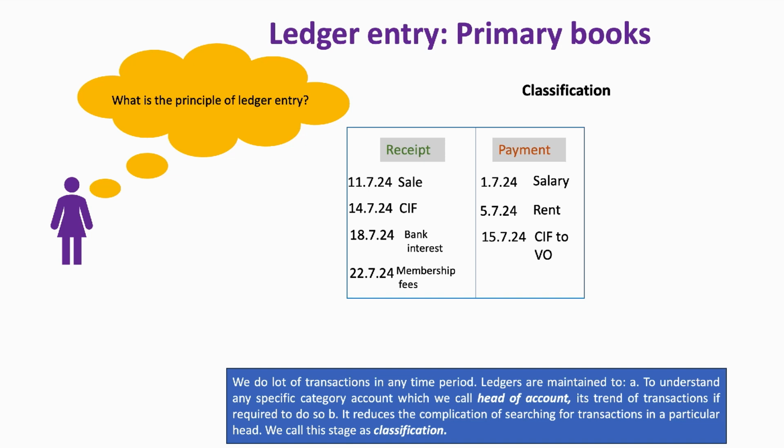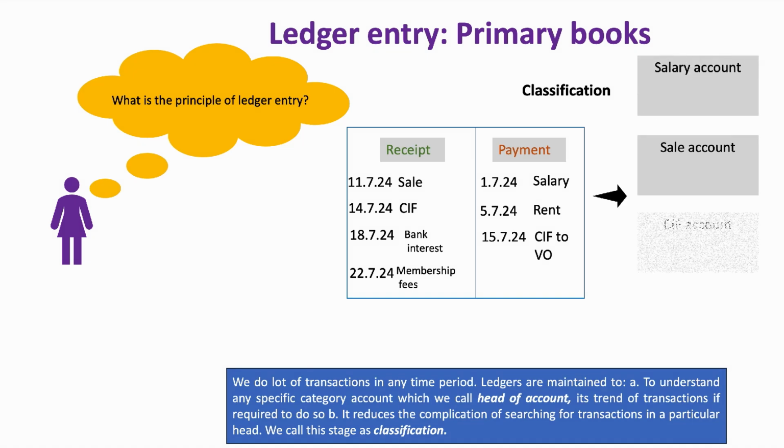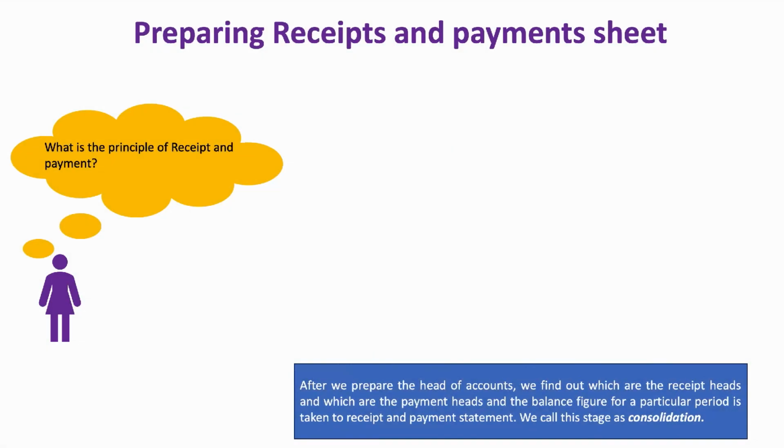As you can see from the classification, there are receipts from sales of items, from CIF received from the SRLM or repaid back by the VOs or the SHGs. There is bank interest received from the bank, membership fees received from the members, and on the other hand, payments like salaries, rents and CIF paid to the VO. Each of them is classified into different heads like salary, sale, CIF and rent account. So this is the principle of ledger entries.